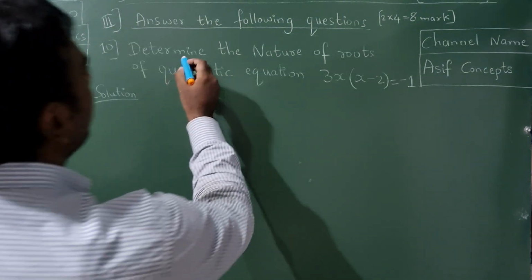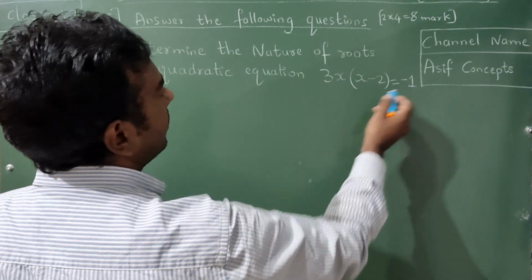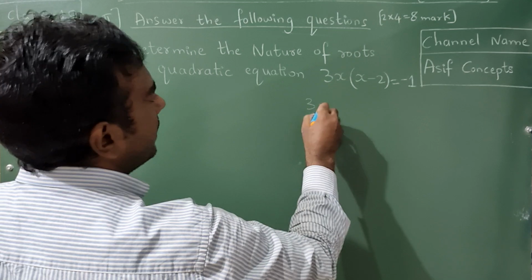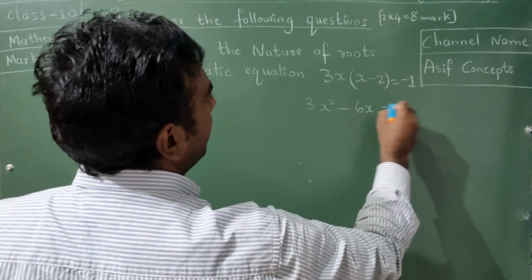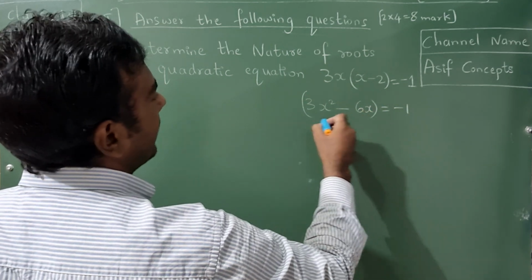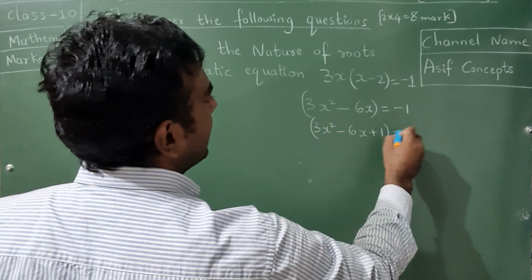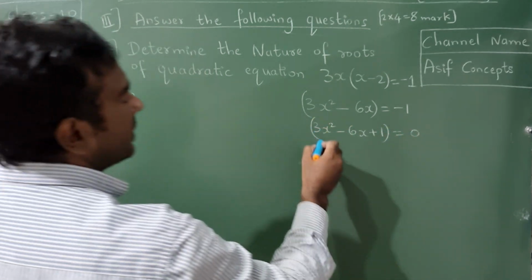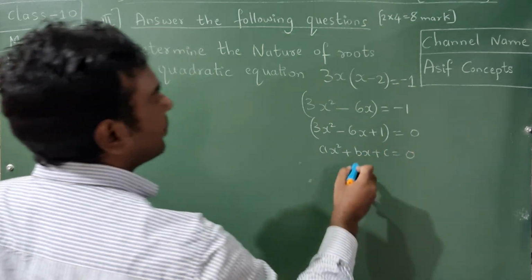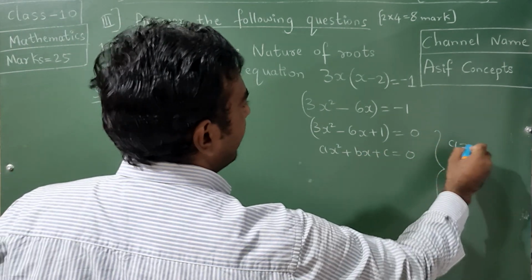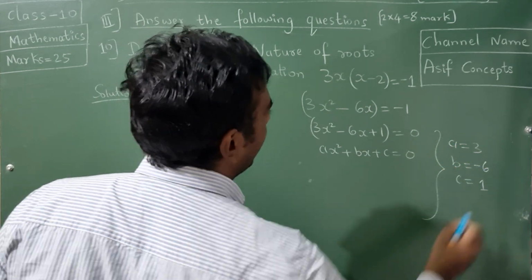Now 10th question, determine the nature of roots of the quadratic equation 3x into x minus 2 is equal to minus 1. So multiply this now. 3x square minus 3 2s are 6x is equal to minus 1. Now take this minus 1 on the left hand side, it will become plus 1 is equal to 0. Now quadratic equation, the standard form is ax square plus bx plus c is equal to 0. So what is the value of a? So it will be 3, b is minus 6 and c is 1.